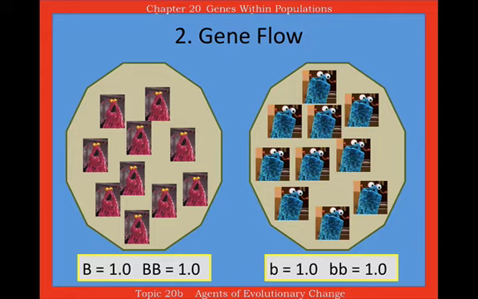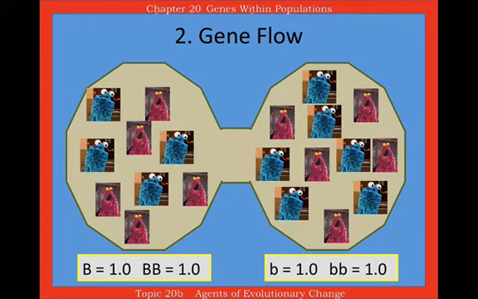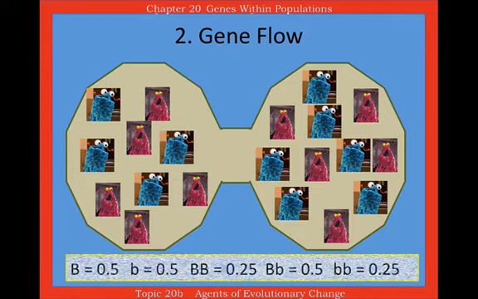If the physical barrier is removed, say by a land bridge between the 2 islands, then the 2 populations can become a single population, and the allele frequencies will also change.